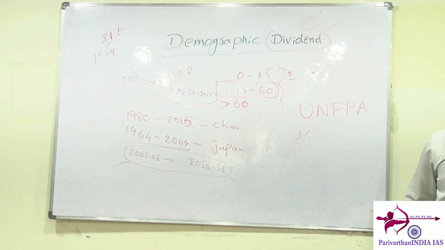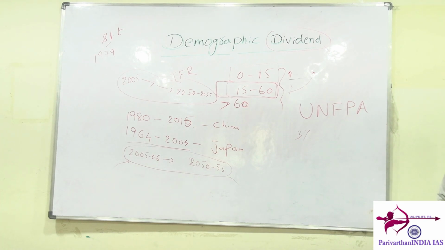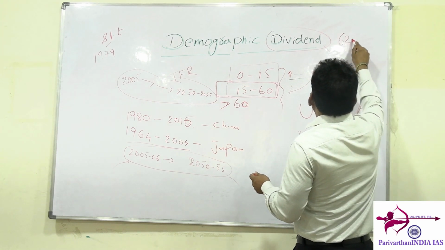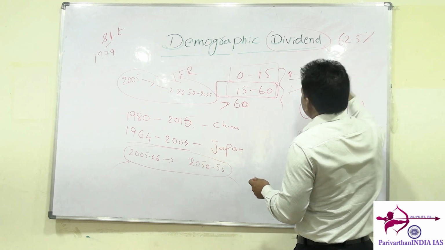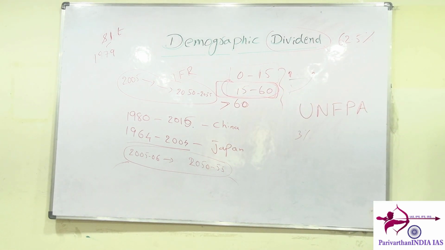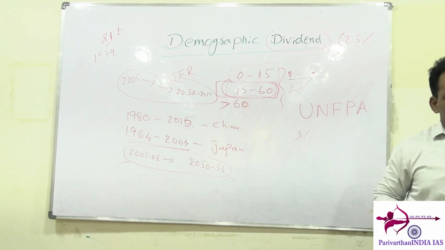According to the United Nations Population Fund and also the India Census Commissioner, the working age population in India now, do you know how much? 62.5%. This is the 15 to 60 years age group, the working age population in India now. 62.5%.